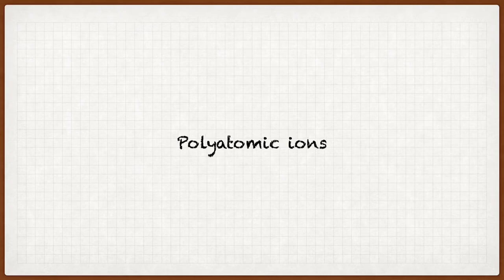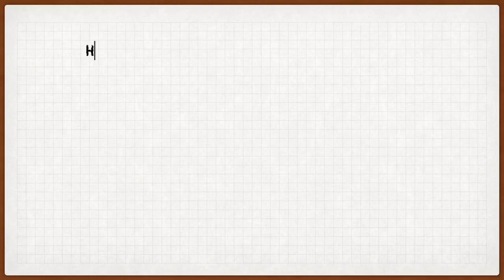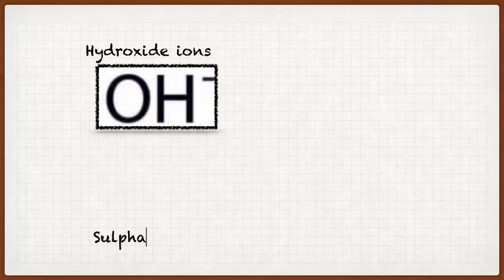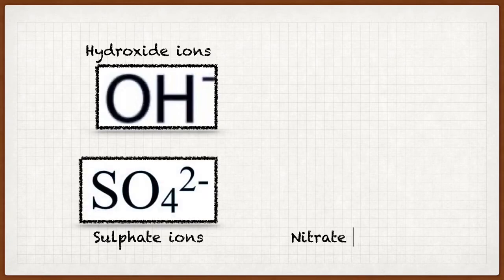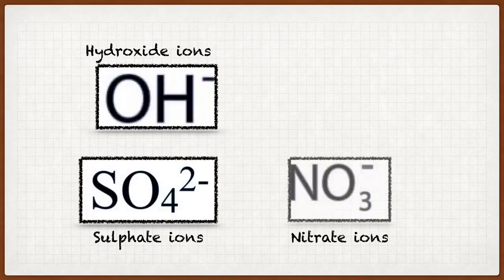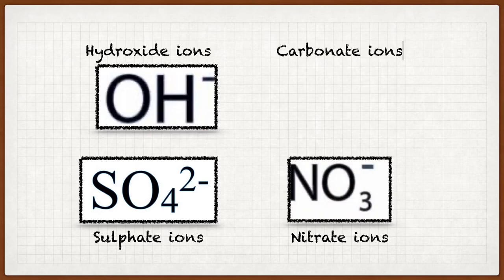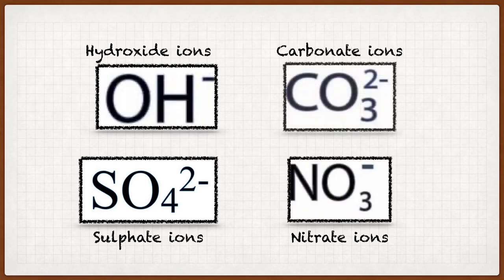For this chemical formula, it involves polyatomic ion, which means the ion consists of more than one type of element, such as hydroxide ion OH-, sulfate ion SO4 2-, nitrate ion NO3-, and carbonate ion CO3 2-.